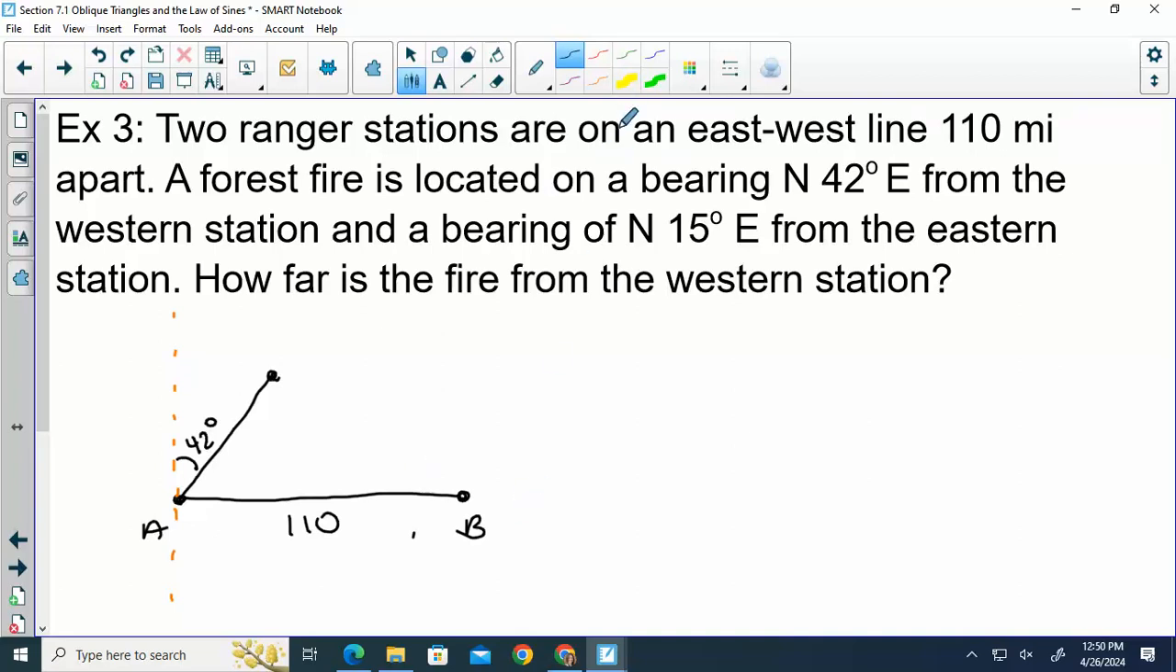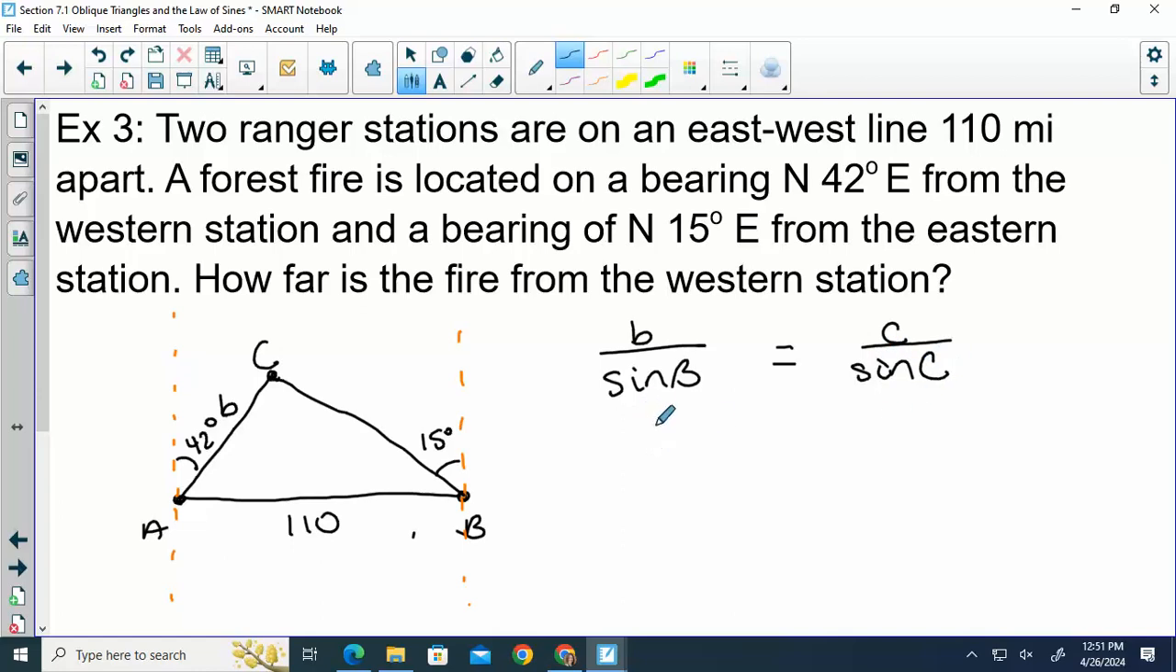Okay, it's on a bearing of north 15 degrees east from the eastern station. So if I did a north-south line, same fire, this angle is 15 degrees. How far is the fire from the western station? Okay, so which one's my western station? A. I want to know how far the fire is from it, so I'm looking for side B. So we know we have to do B over sine B. All right, what other pair of information am I going to be able to get? C. The only side I have is C, so I have to use that.